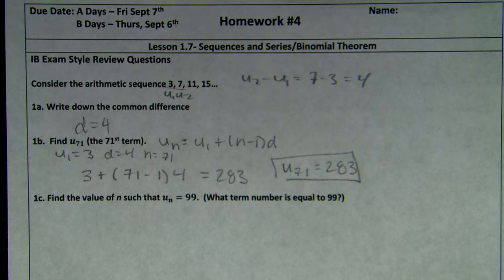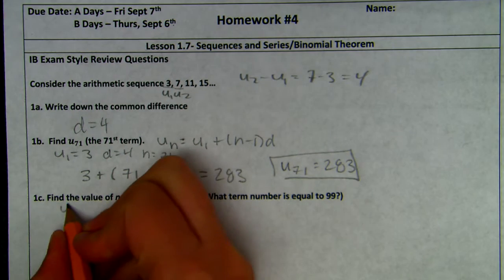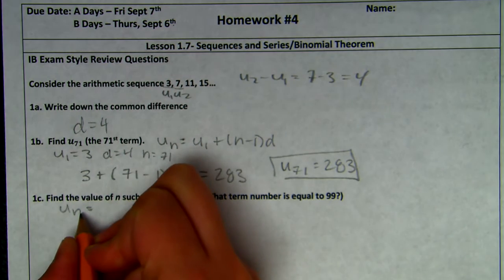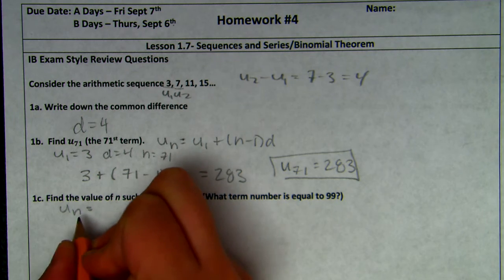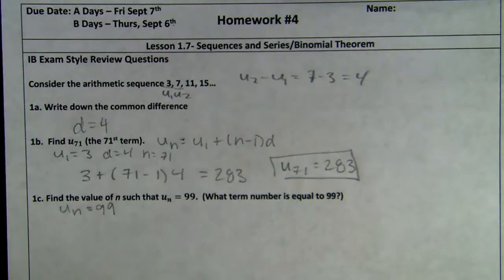So next one asks us to find the value of n such that un equals 99, or what term number is equal to 99. Ooh, this is a good one. I don't think we've ever seen this before. So we're looking for the value of n, so the term number. I think this is the first time we've ever solved for this. Super exciting. So we don't know what the subscript on u is, right? So u of what equals 99.